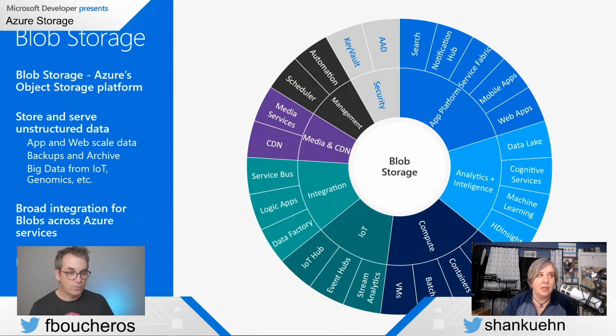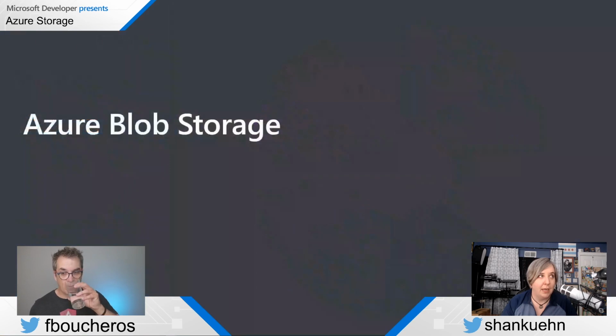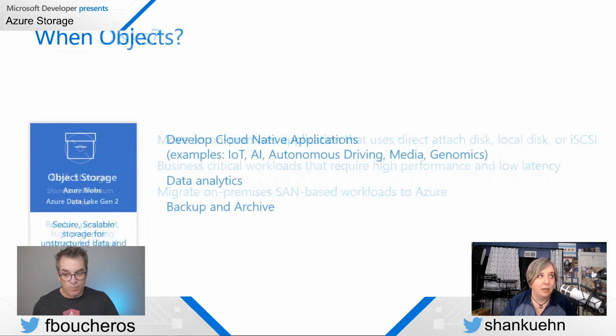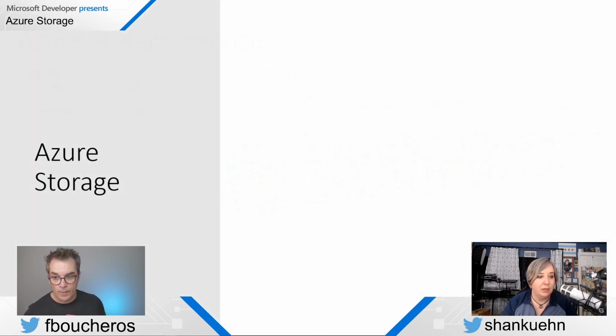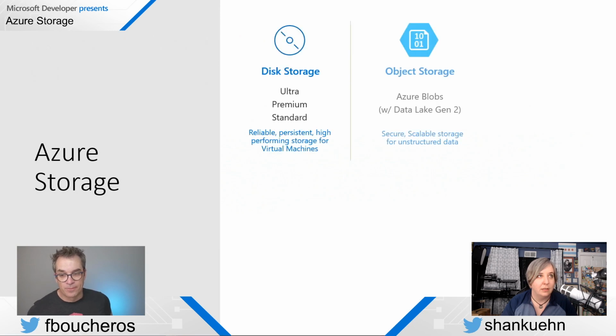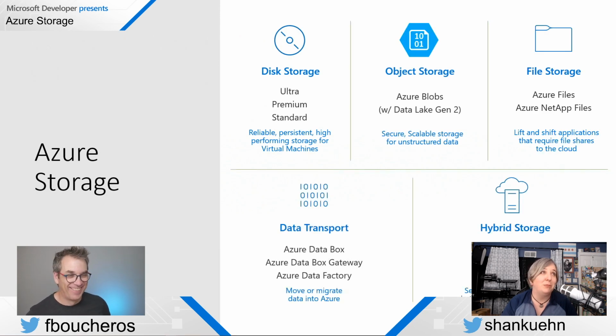Yeah, and I think another interesting slide to show. Let me go back. It's a little bit farther back. Hang on. Okay, I'm going all the way back. But this is essentially how we slice and dice it at Microsoft, right? So disk storage, object storage, file storage, data transport. So getting all of those big petabytes of data into Azure, as well as hybrid storage, because a lot of our customers are still in that state and will be for some time.